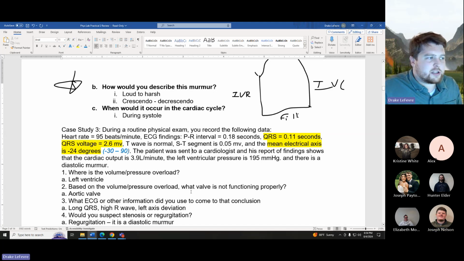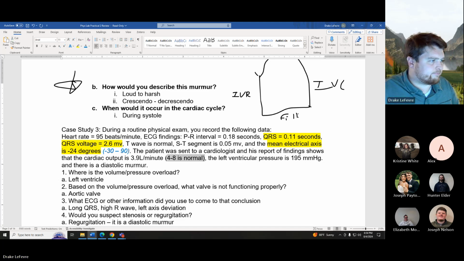Exactly. The patient was sent to a cardiologist, and his reported findings show that the cardiac output is 3.9 liters per minute. Is that normal or abnormal? I don't know if he gives you the specific normal. It's typically anywhere from between 4 to 8. 4 to 8 is normal. But there's a lot of variability with that. So 3.9, close enough.